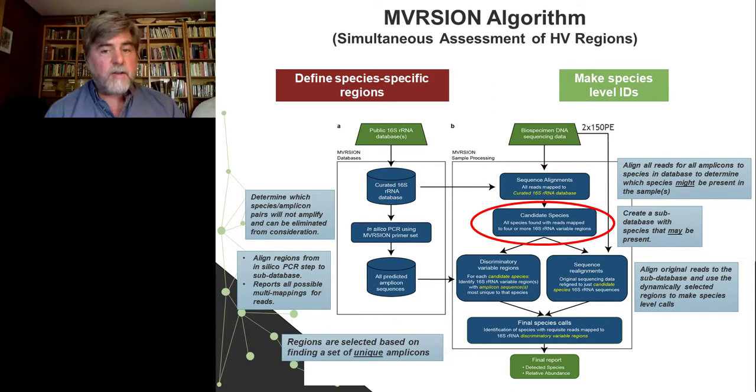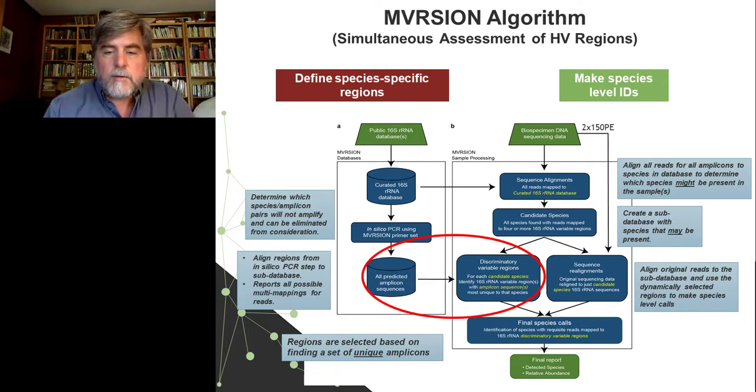What we have in our candidate species is a whole lot of false positives. We're only interested in getting rid of the species which should not be there based on our database. So now we have a list of species that are in our sample, and we have a list of species that might be in our sample. So we need to further refine this list.